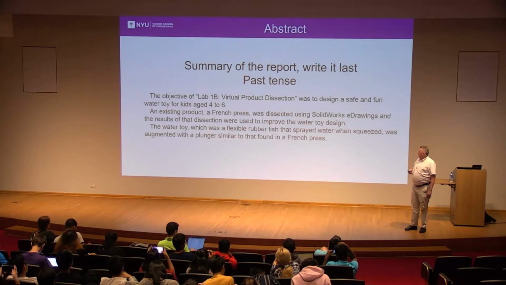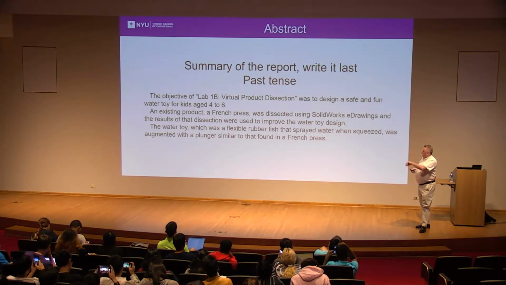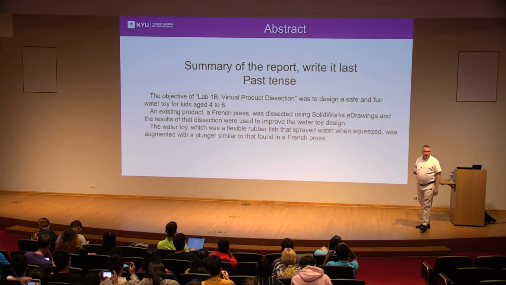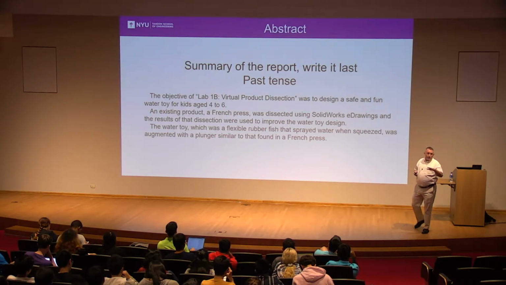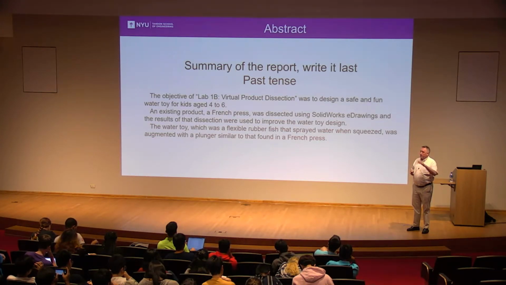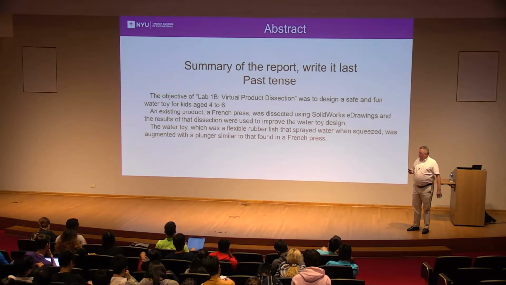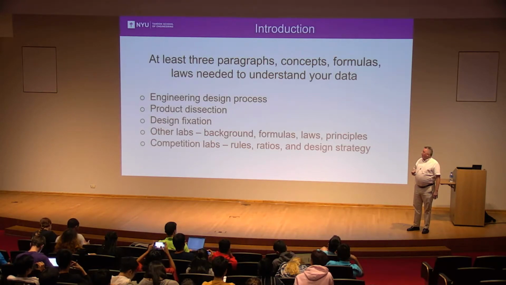This would be an example of an abstract for Lab 1B, the virtual product dissection. It talks about your goal: your objective was to create a water toy for children aged 4 to 6. Then you did product dissection. You incorporated some components of what you learned in product dissection in the water toy. So you changed the design of the water toy from when you first conceived of it to the final design. So the introduction should be at least 3 paragraphs long.